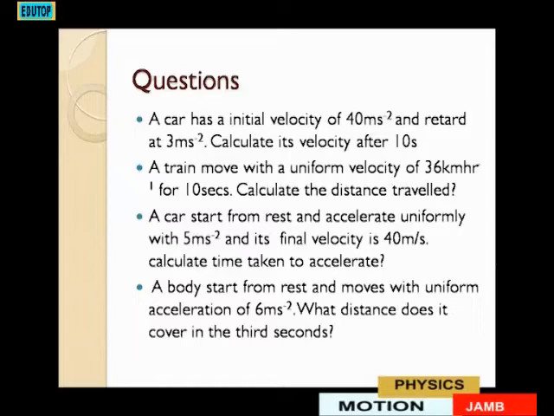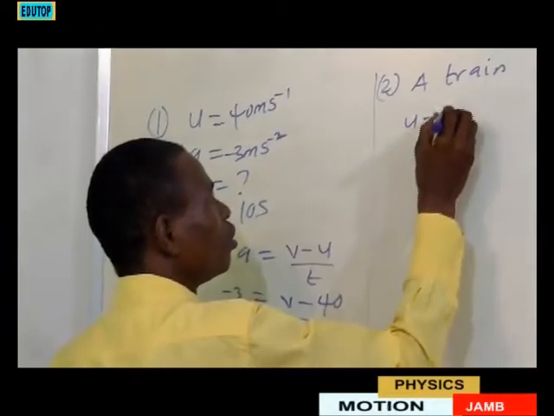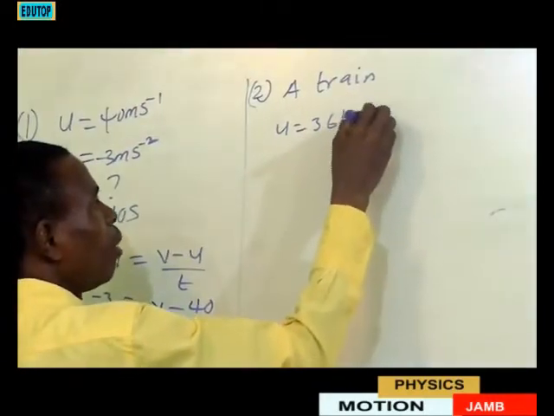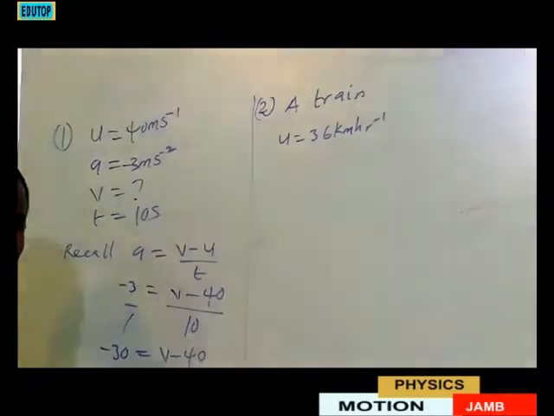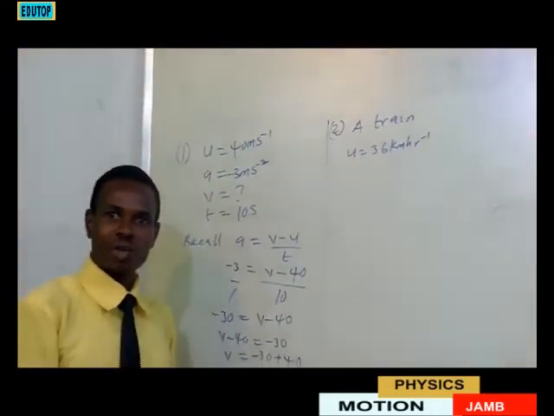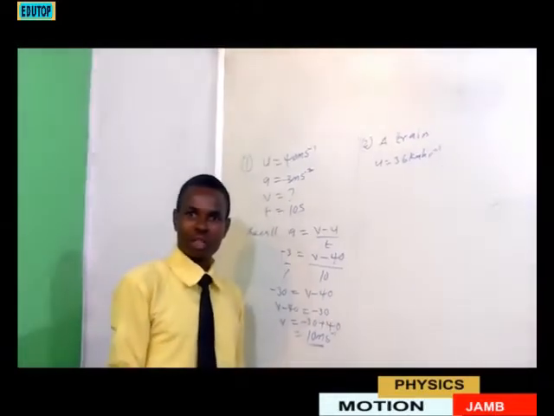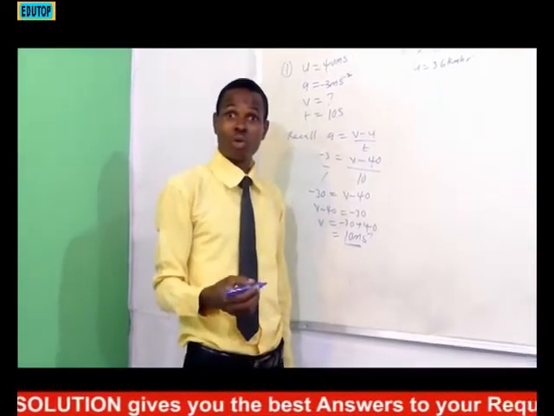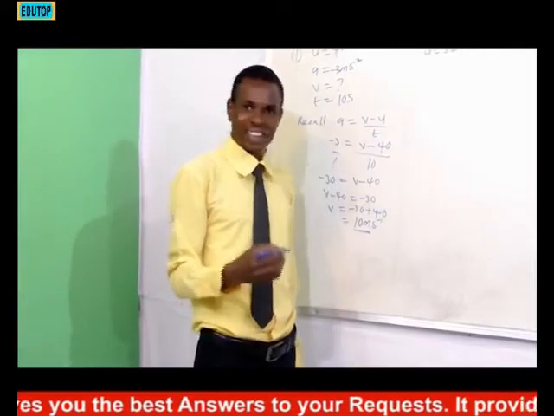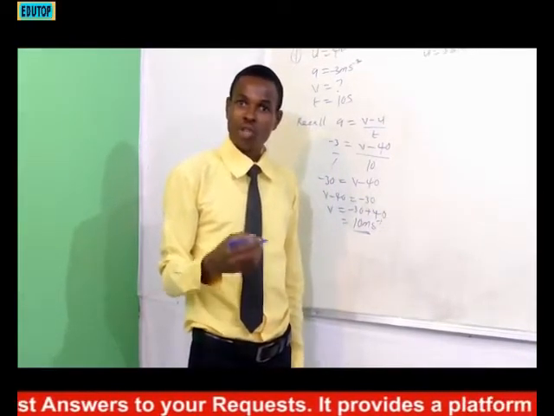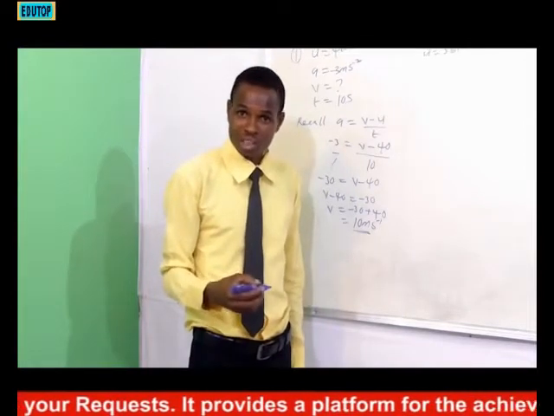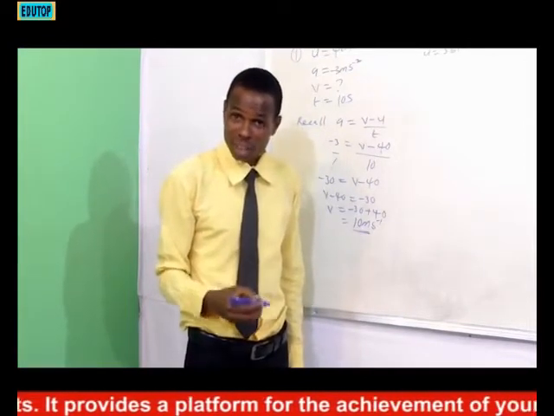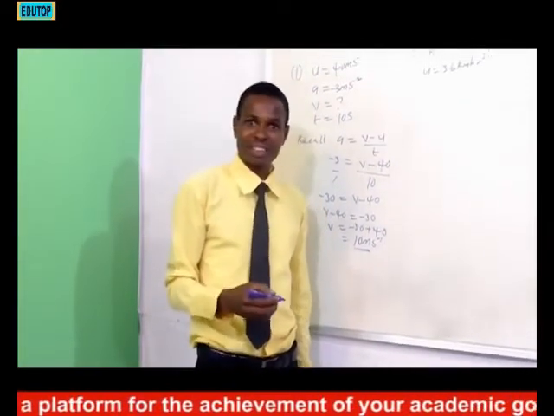A train moves with a uniform velocity of 36 km per hour. Look at this. Uniform velocity U, 36 km per hour. And you know that velocity can also have a subunit apart from meter per second. It can be measured also in kilometer per hour, which means you have to go and master how to convert from one unit to another unit. That is physics for you. Conversion of units is very, very important.